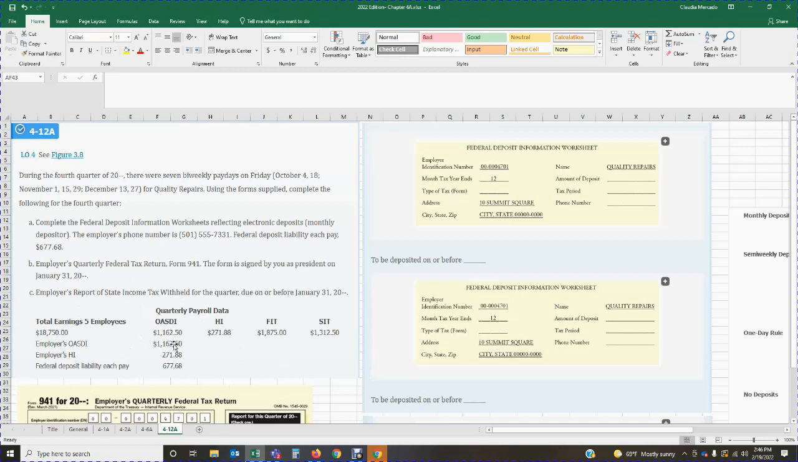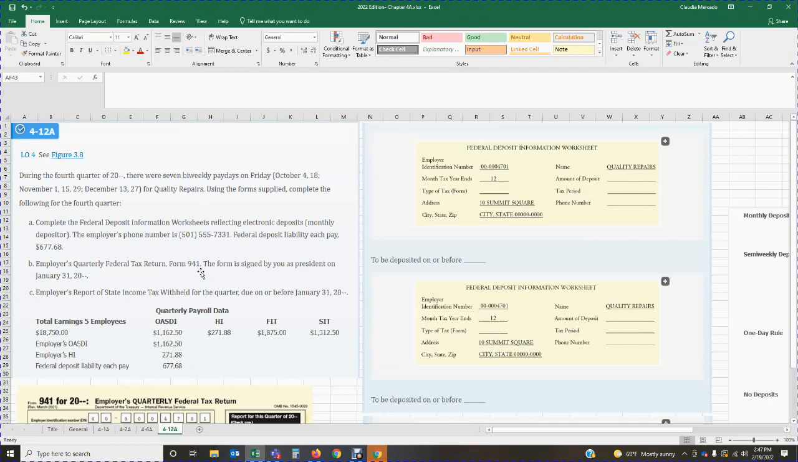Here they give you the data for the quarter. Okay, we have 5 employees. They earn $18,750. We have the OASDI for the employees, for the employers, the employer's HI, the employee's HI, federal income tax, state income tax, and the federal deposit liability each pay period. Okay, and then we have to complete all of the forms provided.